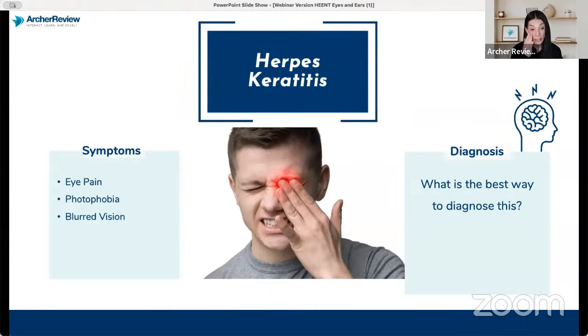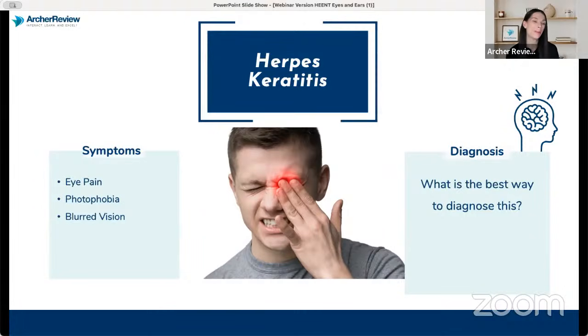They might have some discharge outside their eye just from the pain. They might also have a small crusty rash around the eye. That's not unheard of as well. But this is something that we definitely need to investigate. And we usually use that fluorescein staining.